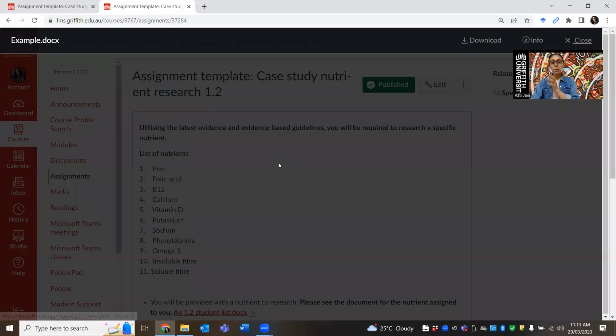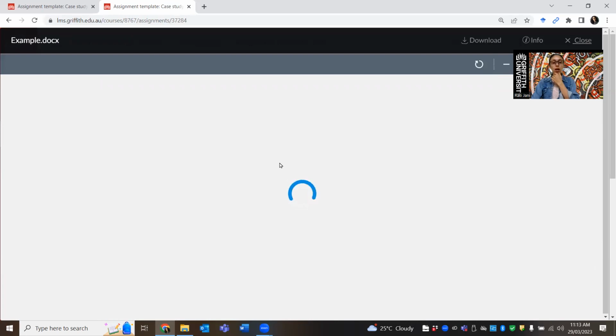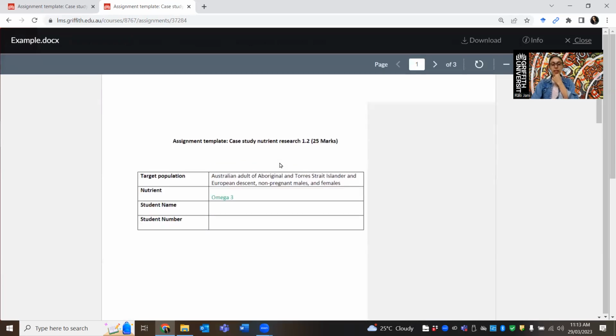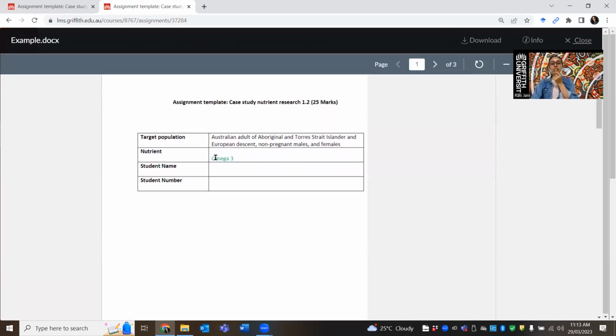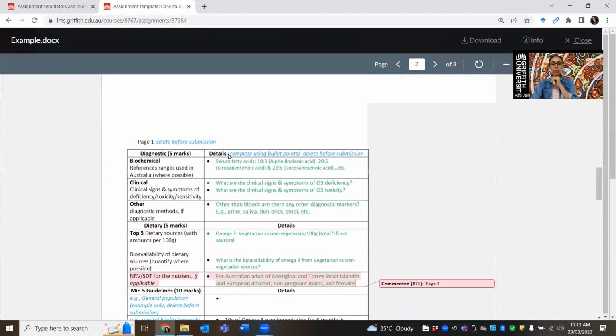So I have partly completed an example for you. I've not really given you answers, but just to give you a feel of what sort of things you should be writing and looking at. I've taken the nutrient omega-3. This is how I would do it. Target population remains the same, omega-3 nutrient. Then I go on further.